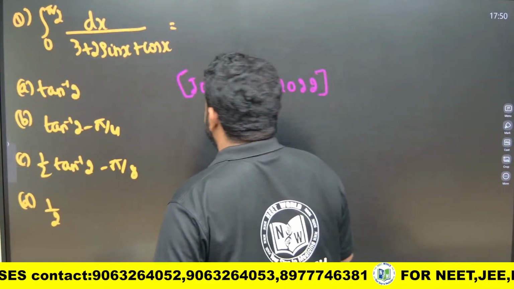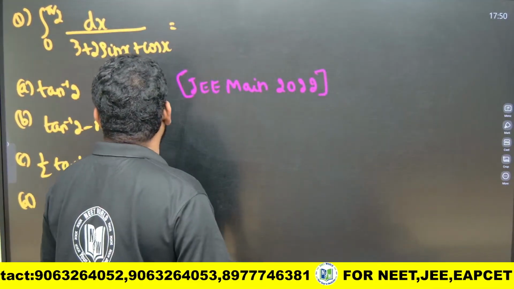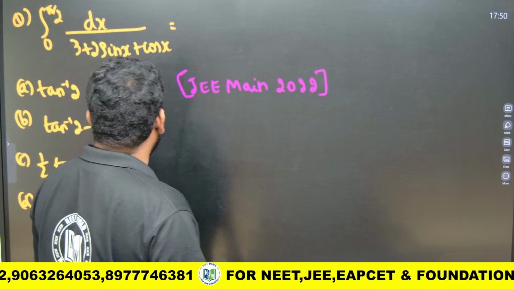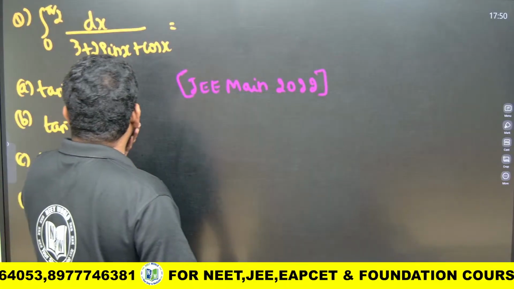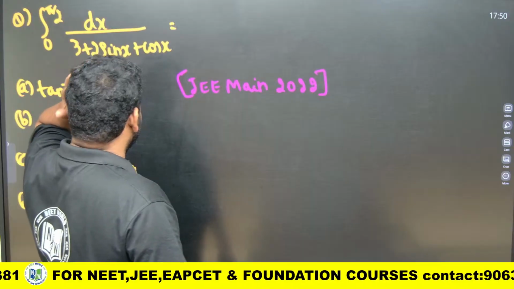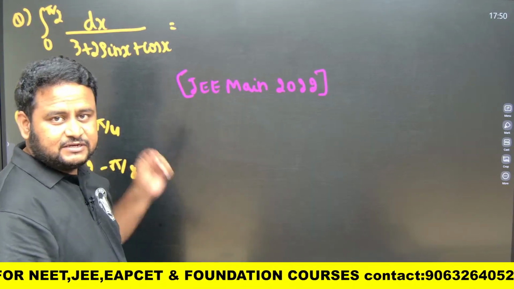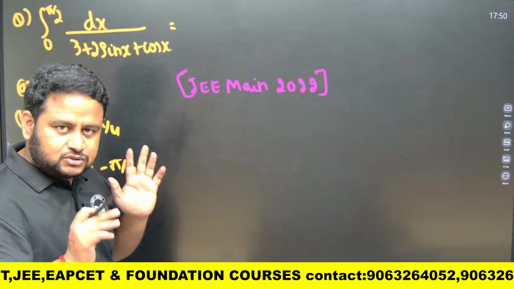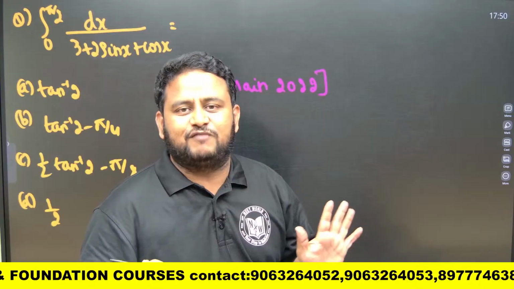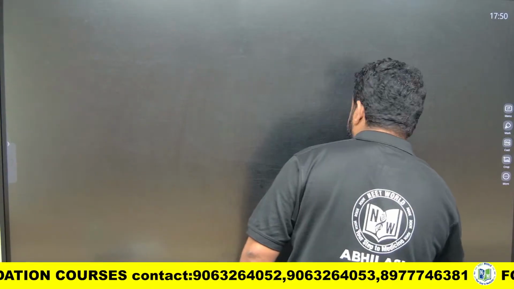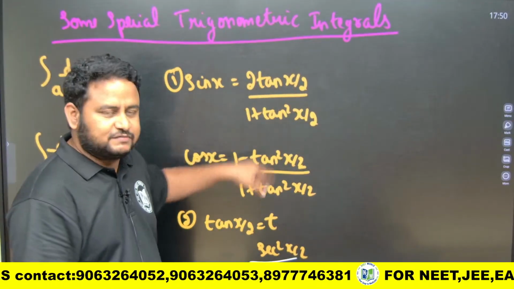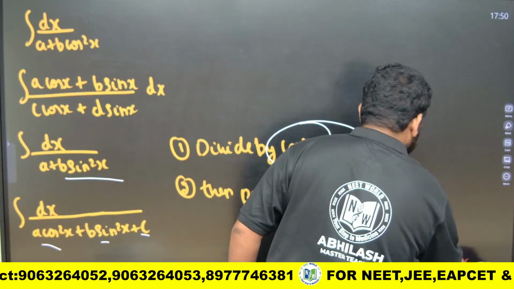So here the question is the integral from 0 to pi by 2 of dx by 3 plus 2 sin x plus cos x. This is a JEE Main 2022 question. So how to solve this question? For this question they have given sin x and cos x. So what should I use? Only sin x and cos x is given, which means, as I told you, we should use the half angle formula in terms of sin and cos. So that is what we will use here.